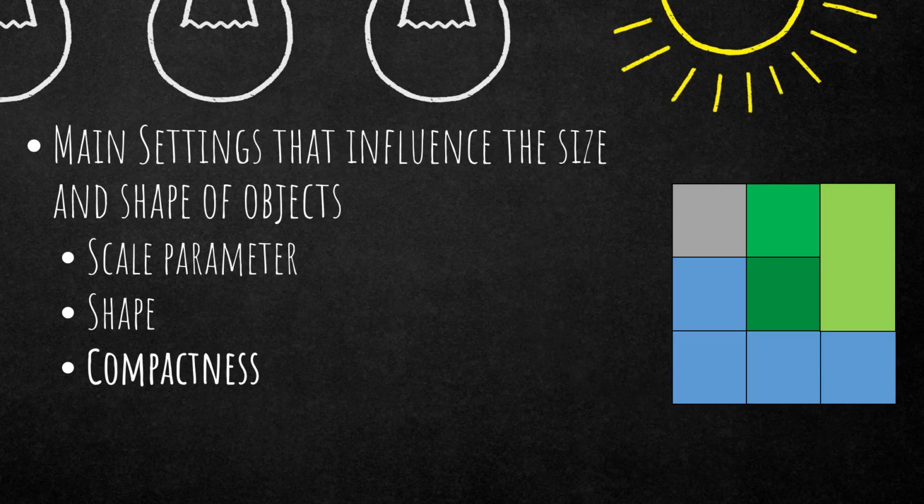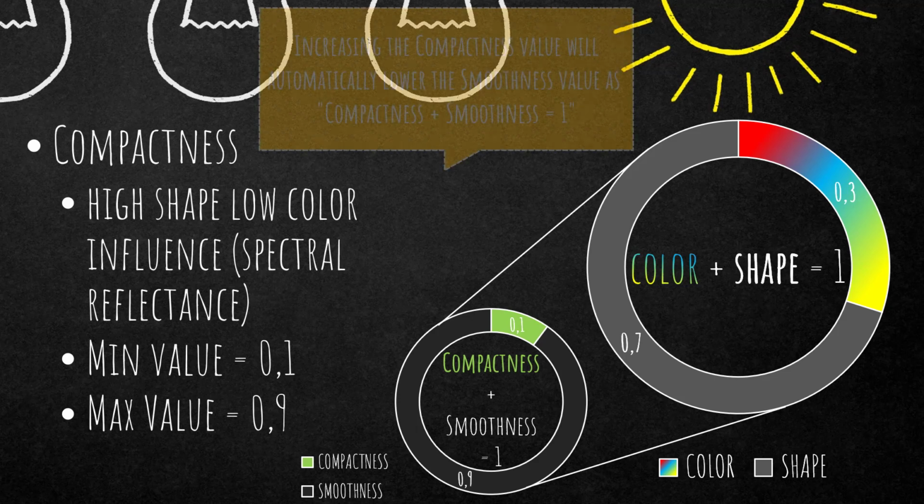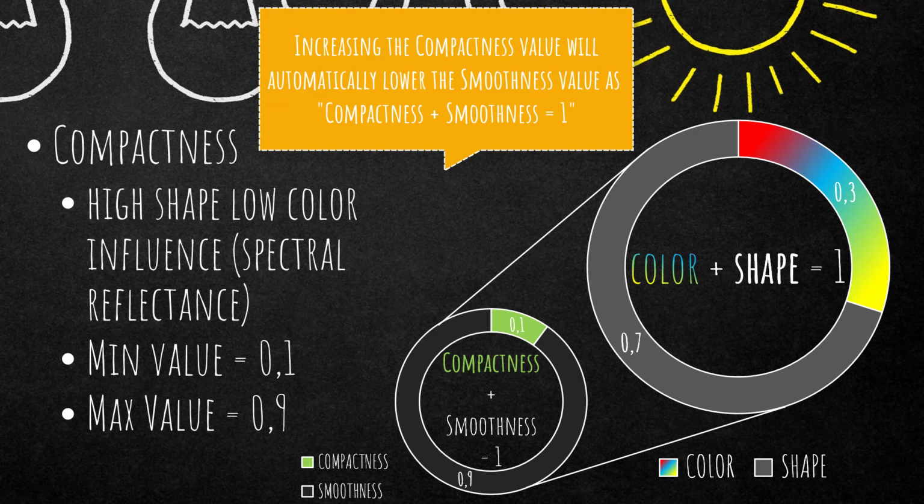The same holds true for the compactness. However, the compactness is influencing the shape, and that makes it pretty difficult for me to explain. Nevertheless, I tried to put it into this graph on the right hand side, so you see that the compactness and smoothness make up the value of 1. So compactness plus smoothness is 1. What you can change is the compactness, not the smoothness. The smoothness is automatically adjusted, so if you increase compactness, smoothness is lowered.